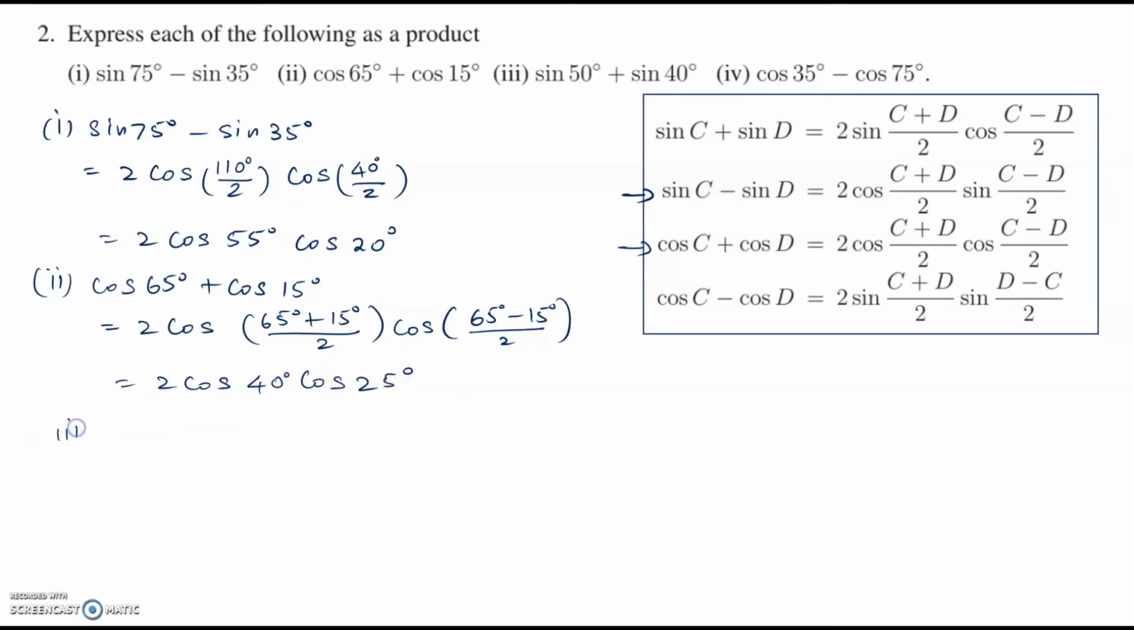Then question number 3, sine 50 degrees plus sine 40 degrees. So this will be using the first formula.